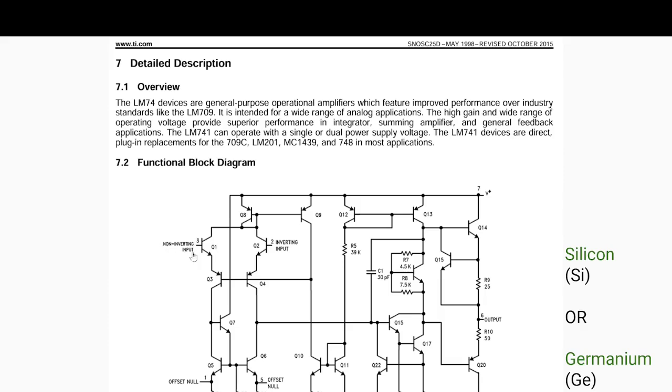This is the non-inverting input and offset null. This is the output. This is the negative supply, and this is the positive supply. And here's the inverting input, which I was trying to find out somewhere here, but it's right here. So this is the inverting input, this is the non-inverting input, the output, and the plus and negative voltages. Let's carry on.